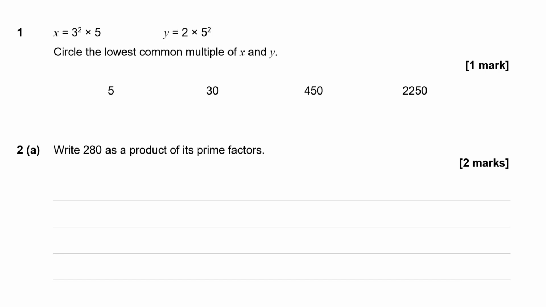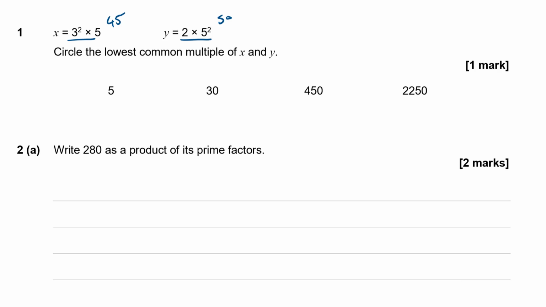Now I suppose you could do what I just did there, multiply those out. 9 times 5 is 45, and 2 times 5 squared, 25, 50. 45 and 50, you could start listing multiples of both of those numbers until you reached a common one. That's what you tend to do when you're just given two numbers and asked to find an LCM. But there is another way of doing it, and as these numbers have both been given as products of their prime factors already, it's probably quicker to use this method than the one I just suggested.